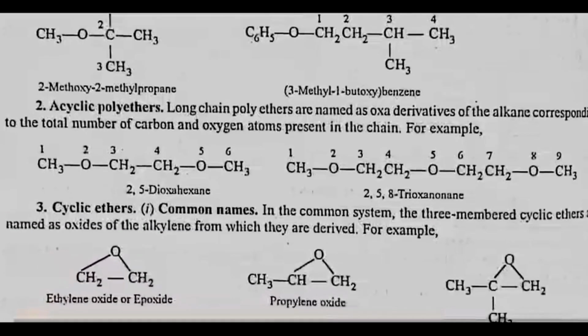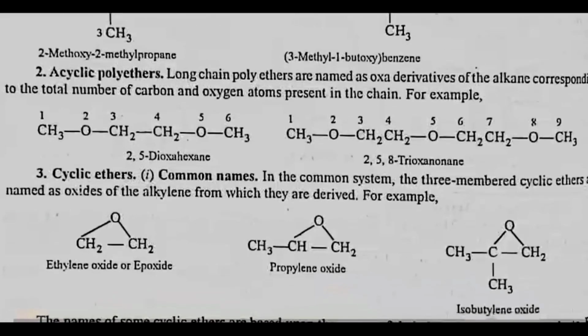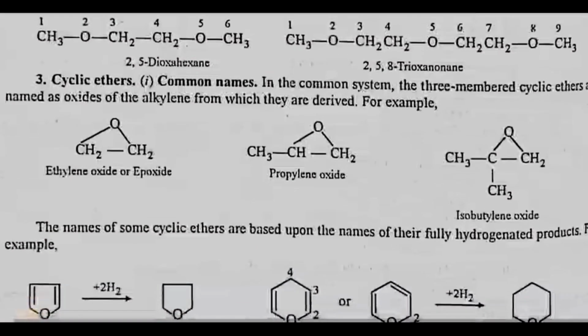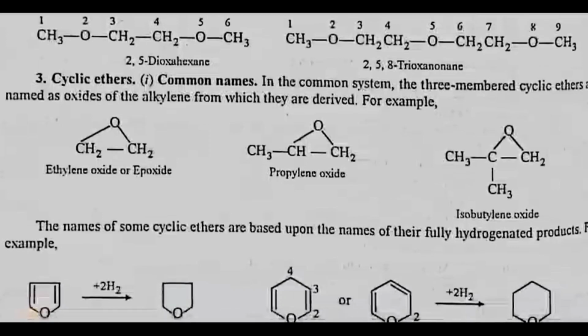3-methyl-1-butoxybenzene. 2. Acyclic polyethers. Long chains of polyethers are named as oxa-derivatives of the alkane corresponding to the total number of carbons and oxygen atoms present in the chain. For example, 2,5-dioxahexane, 2,5,8-trioxanonane. 3. Cyclic ethers. First, common names.